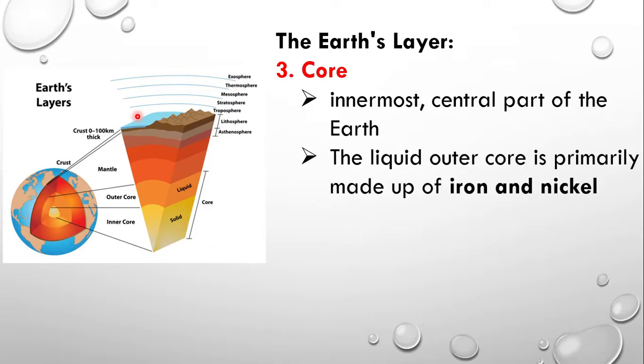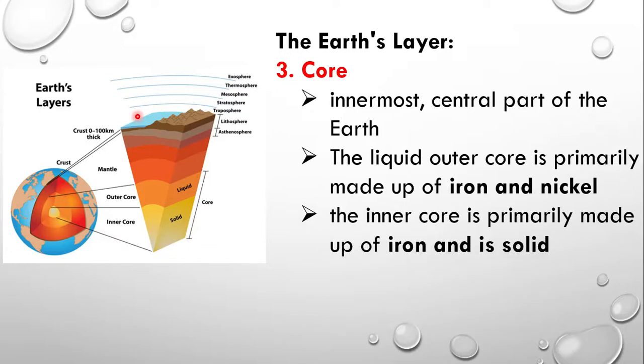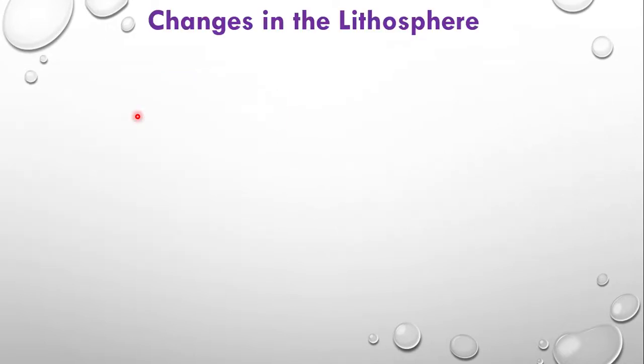It is made up of liquid, no? Yung outer core is primarily made up of iron and nickel. At saka yung inner core naman is primarily made up of iron at saka solid yung iron na nasa inner core sa atoang Earth. Okay?